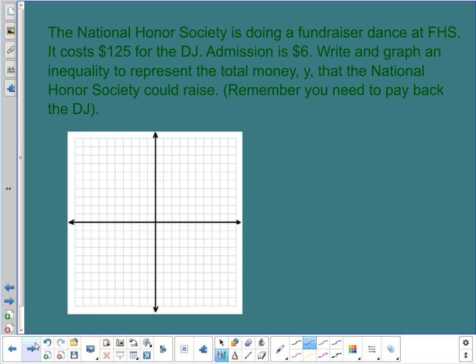Okay. So let's think about what we know. We know that the total money is going to be Y. We know that we need an X variable, but it's dependent on how many people go to the dance. So I'm going to say that X is the number of people who attend, and Y is the total cost.